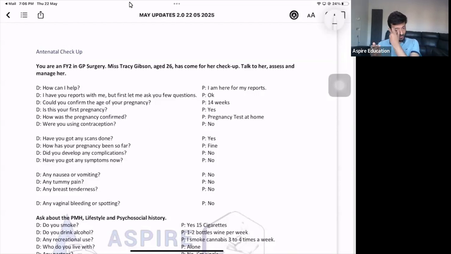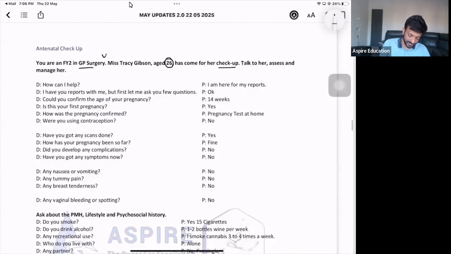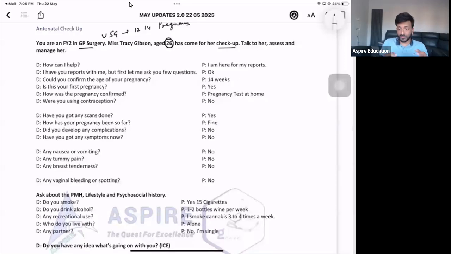Okay. All right. So you're in a GP surgery, your patient is 26, has come for a checkup. Talk to her, assess and manage. And also the reports have been given to you that she's 14 weeks pregnant. The ultrasound reports that she is 12, or I think 14, weeks pregnant. That's given to you in the question, right? Then you will ask a bit of questions about her pregnancy, if everything is going okay. Have you attended previous antenatal visits or not? Any scans, if they were done properly or not, right?